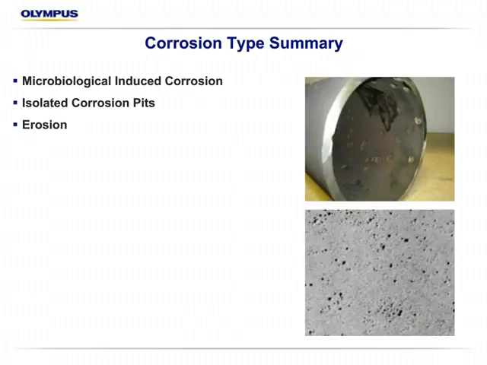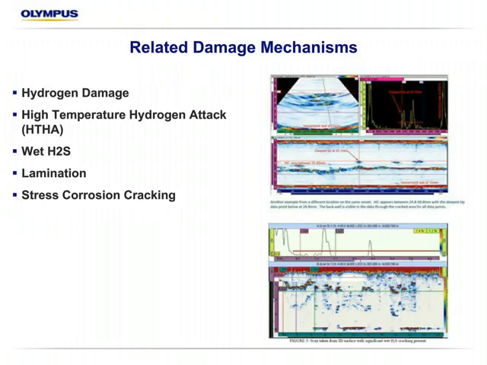The erosion damage mechanism can really replicate the same type of damage as corrosion, so most of the testing methods are very similar for things that are actually caused by erosion. And then we have a whole library of related damage mechanisms that can happen in a corrosive environment. Some of these can be the most critical and also the most difficult to characterize and properly assess how severe they are. Things like hydrogen damage, high temperature hydrogen attack or HTHA, wet H2S, laminations, and stress corrosion cracking.